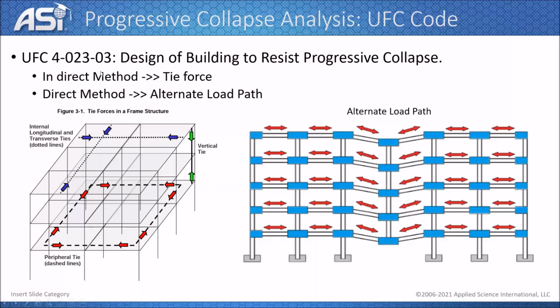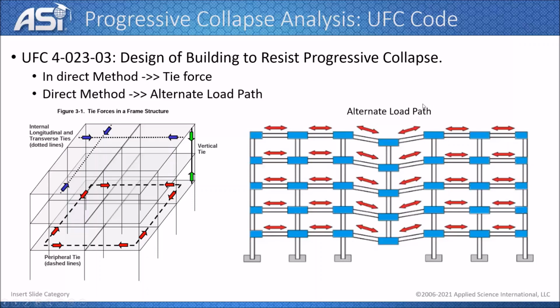The first method is an indirect method, which is called the tie force method, where the designer has to make sure that there is continuity in the load path for the tension loads in the floor as well as in the columns and in the beams, either the peripheral beams or interior beams inside the building. We will not be speaking about this method that much because it is an indirect method and usually it causes large cross sections and it is not very economic when you are doing progressive collapse analysis.